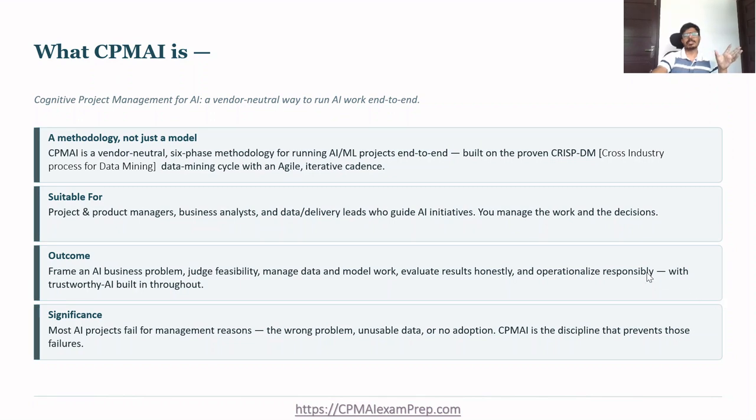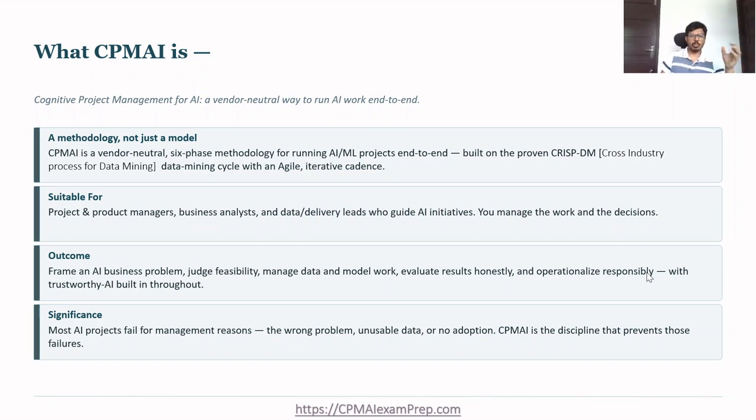CPMAI certification is most suitable for professionals who are going to lead AI project initiatives. That means project managers, program managers, agile leaders, and others who are responsible for driving AI work in their organization. If you are in a role where you need to bridge the gap between the business goals, technical team, and AI delivery, then CPMAI gives you the framework to do it effectively. Think of it as a toolkit for leaders who want to make sure that AI projects don't just get built, but actually succeed.